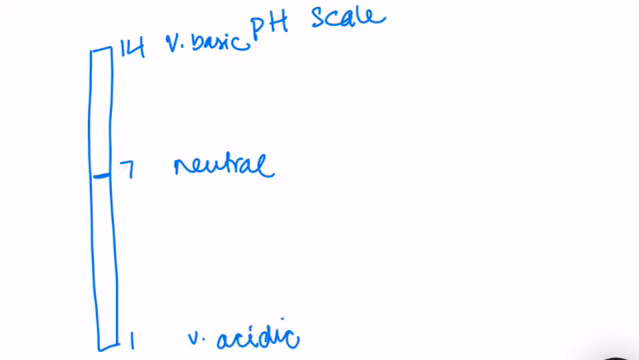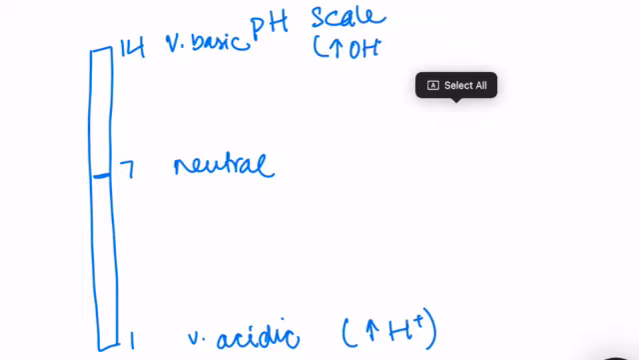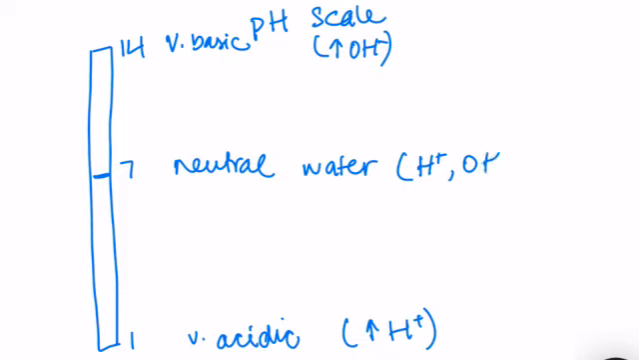In terms of chemistry, something that is acidic will release a lot of hydrogen ions, and a basic substance will release a lot of hydroxide ions. An example of a neutral substance is water, and water will release equal amounts of hydrogen and hydroxide ions. So water will dissociate and release equal hydrogen and hydroxide ions. Something that is very basic would be like a liquid drain cleaner, like Drano.